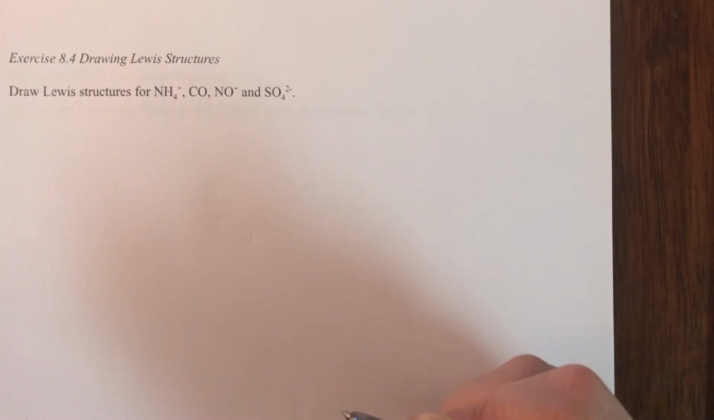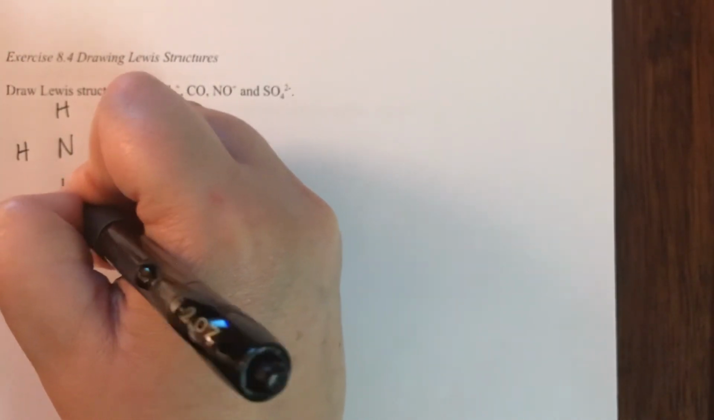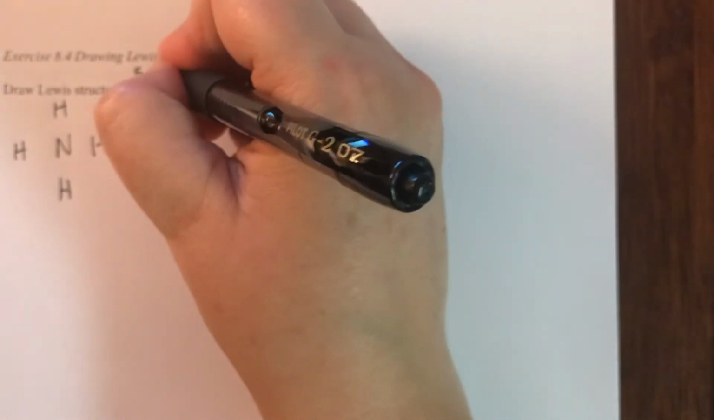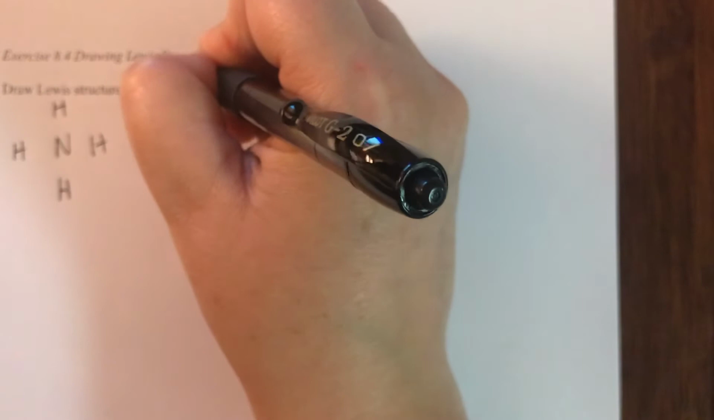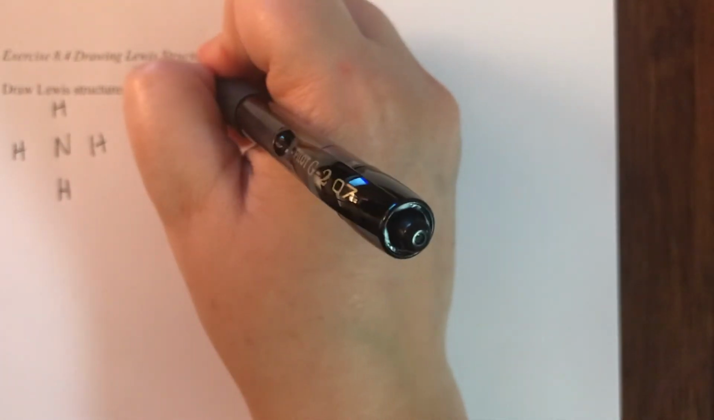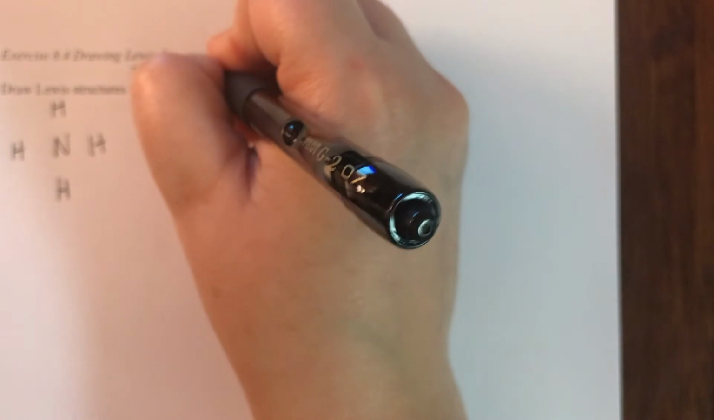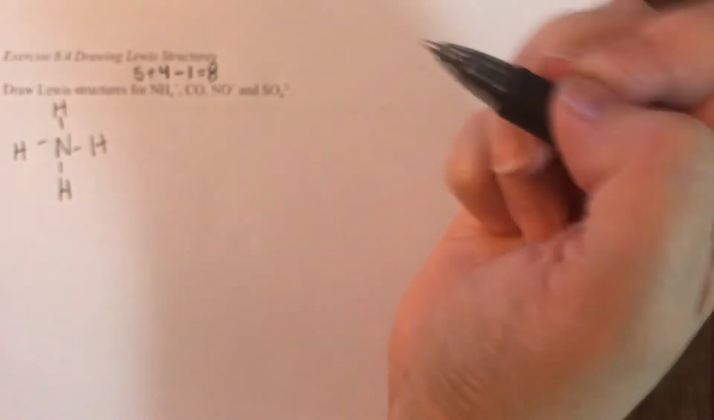Okay, let's do NH4 plus. Obviously, N is going to be in the middle. Oh, I forgot to count my electrons. We've got 5 for nitrogen, plus 1 for each hydrogen, minus 1 because of the positive charge, so that's 8 valence electrons. So we put a bond in place. Oh, that's 8 electrons. Everybody satisfied?